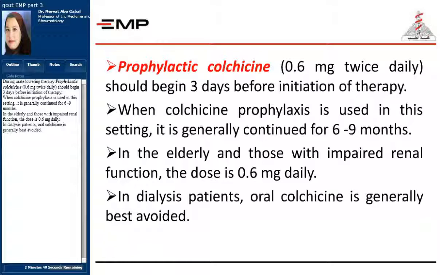In elderly and those with impaired kidney function, the dose is only 0.6 mg daily. In dialysis patients, oral colchicine is generally best avoided.